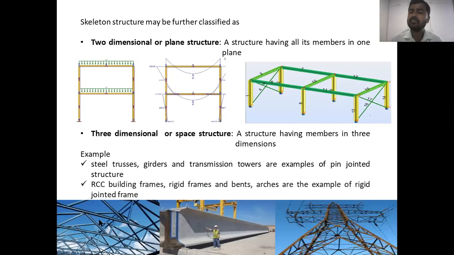Now similarly, if you talk about the next one, we have the RCC frame structure. What is meant by an RCC? This RCC structure comes under the rigid jointed frame. This comes under a rigid jointed frame.